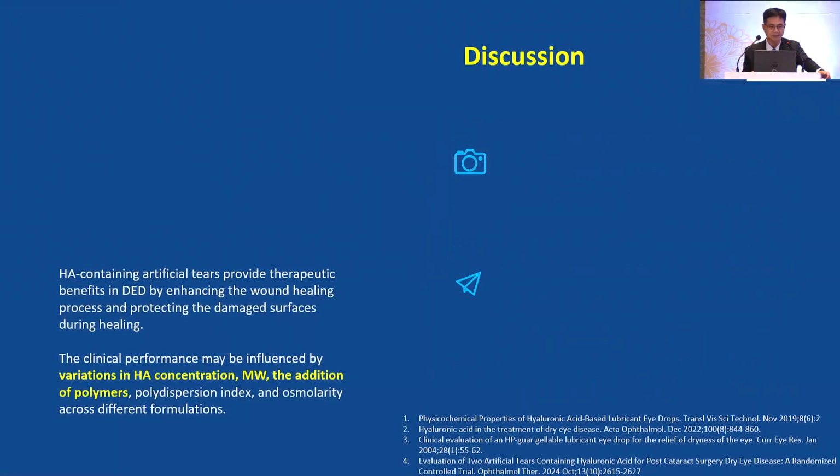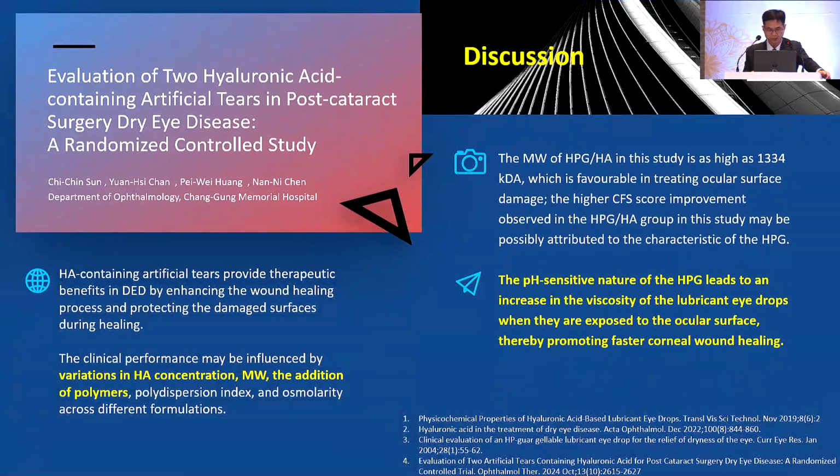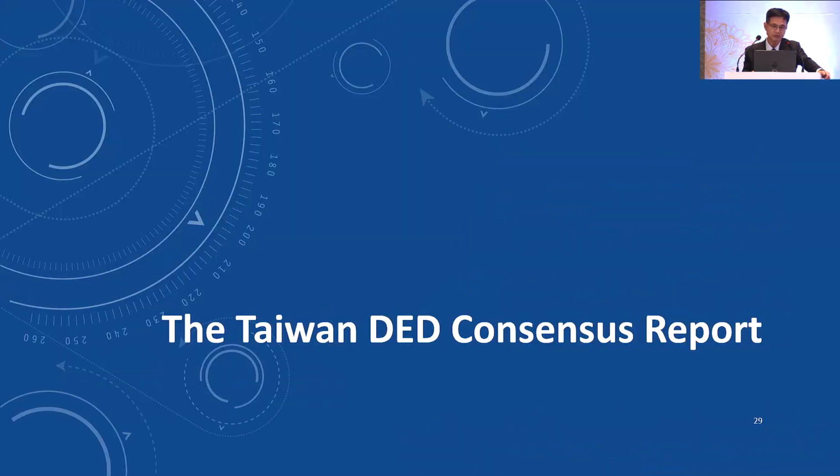Why is that? We think it is possibly related to the variation in HA concentration, molecular weight, and additional polymer, because we know that the molecular weight of HA in this study is as high as 1,300 kilodalton, which is favorable in treating ocular surface damage. Additionally, the pH-sensitive nature of HP-Guar leads to an increase in viscosity when exposed to the ocular surface.